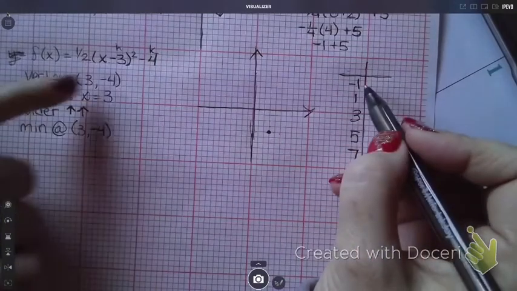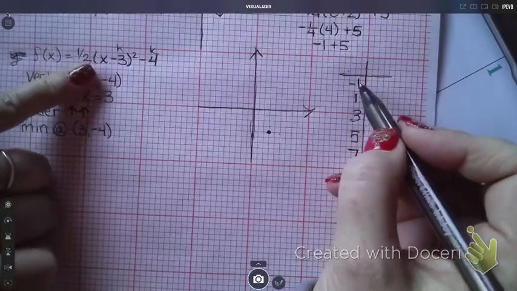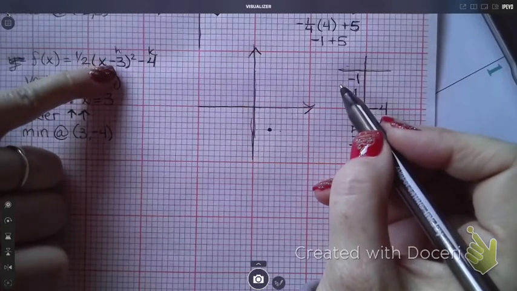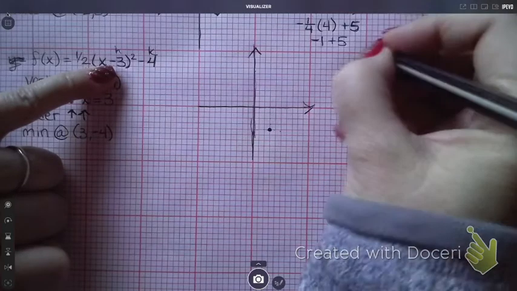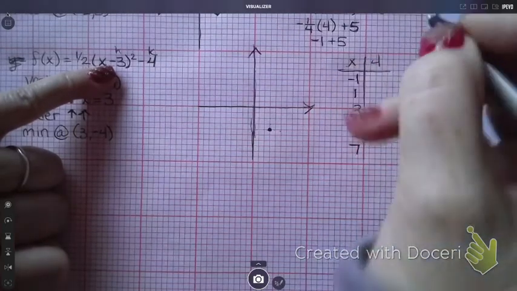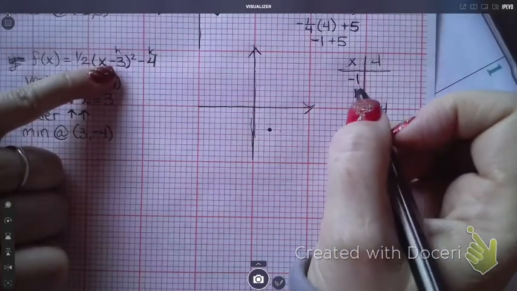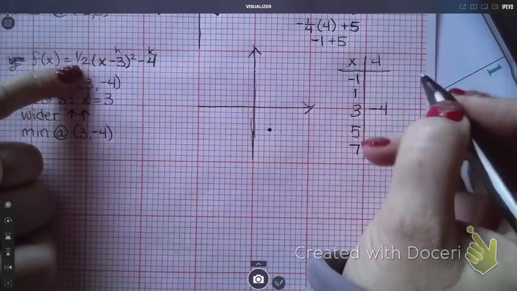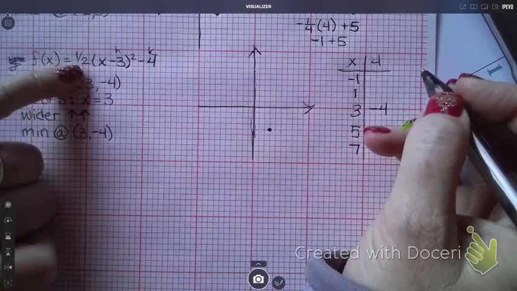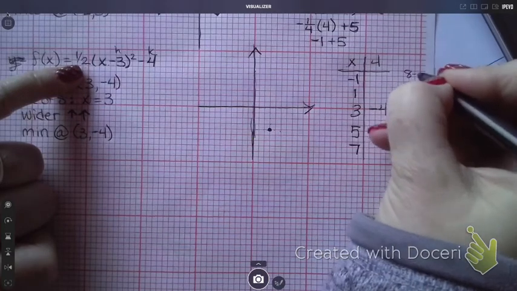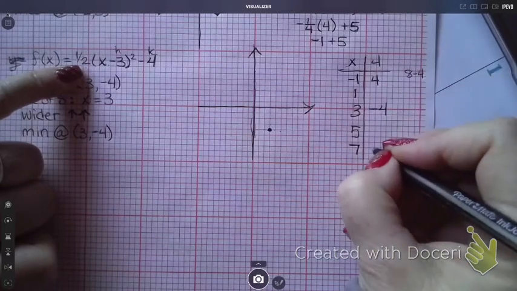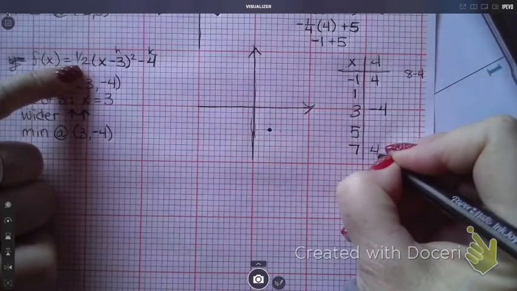Okay, when I put negative 1 in here, I get negative 1 minus 3 is negative 4. Negative 4 squared would be positive 16. Half of 16 is 8. So I have 8 minus 4, which is 4. So that's negative 1 and 7.